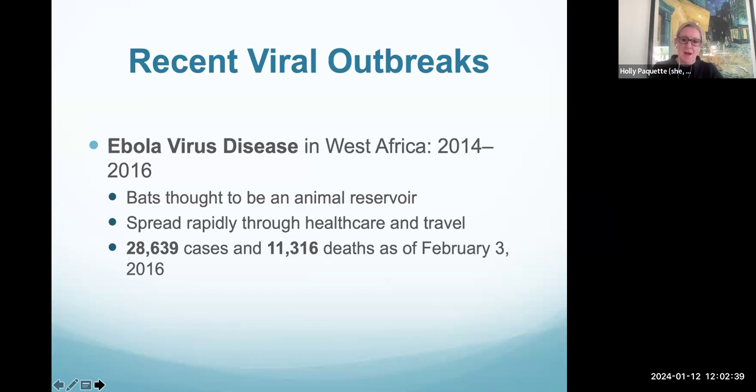Some other interesting outbreaks: the Ebola virus disease that we've seen fairly well contained in West Africa. We've had a number of different outbreaks between 2014 and 2016. It's believed that bats are the animal reservoir, so the virus is naturally found in bats, and that it periodically can make that jump into humans and then spread human to human. It spreads very rapidly through healthcare. So when somebody falls ill with this, we see that that can cause an outbreak within the healthcare facility, but also in travel. That's how we've seen some cases spread.